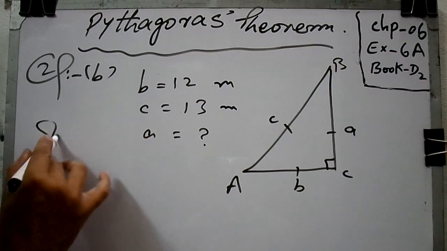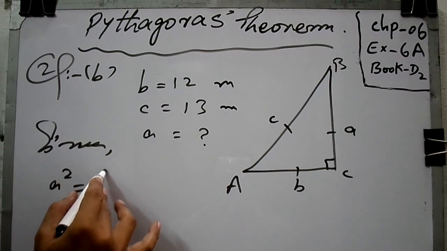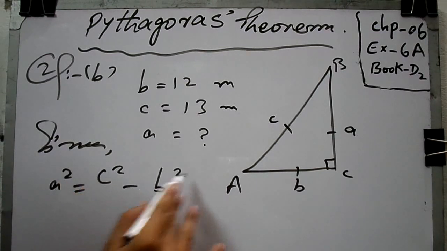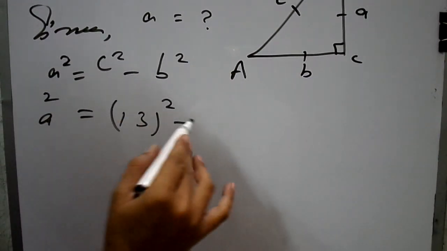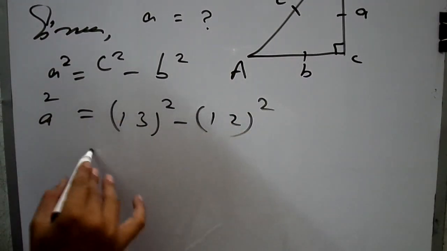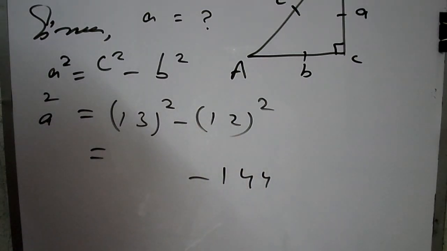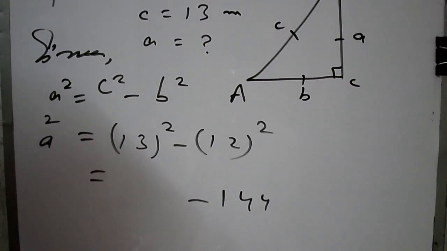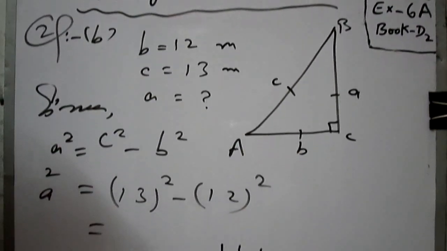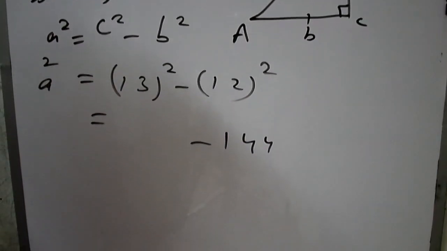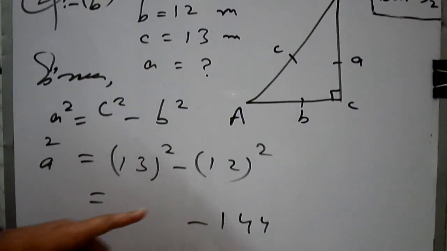By Pythagoras theorem, A square is equal to C square minus B square. So putting the values, 13 square minus the value of B, 12 square. So you will get 169 minus 144. So subtract it. The given values are as I have written here in your textbook.